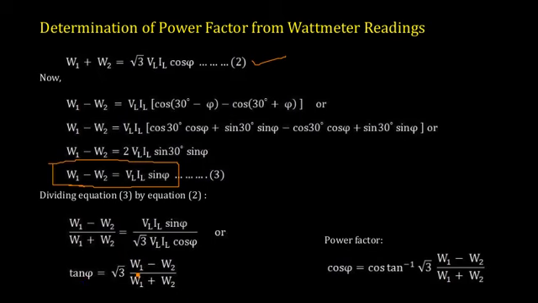So tan phi will be equal to root 3 into W1 minus W2 divided by W1 plus W2. So this root 3 is common. Root 3 into W1 minus W2 divided by W1 plus W2. Now you can obtain the power factor cos phi as cos of tan inverse of this value. Okay, so you will be getting the power factor from the wattmeter readings. You are given W1 and W2, so with the help of this relationship you get the power factor.